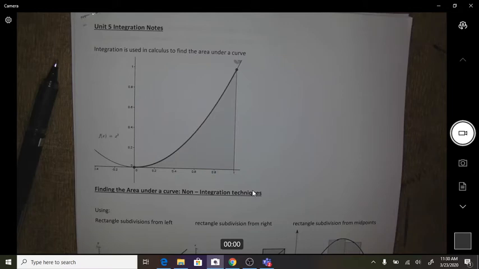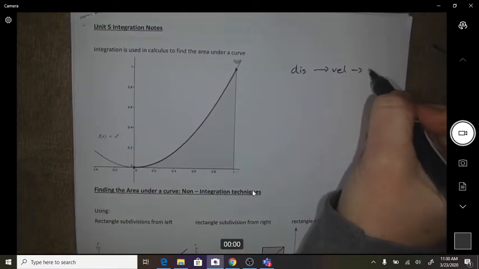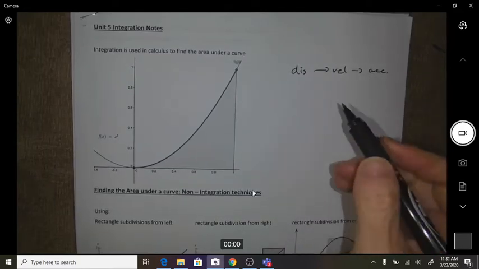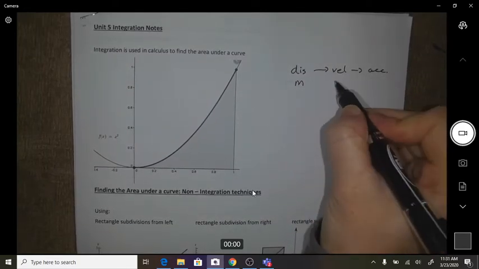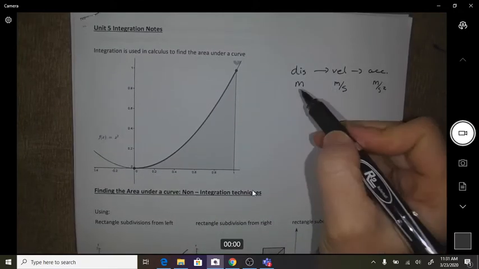So let's think about, if you have the velocity, let's say in physics, and you derive it, that will get you acceleration, right? But if you have the velocity and then you integrate it, that would get you the distance, right? So if this is in meters, this would be meters per second, and now this is meters per second squared, right?